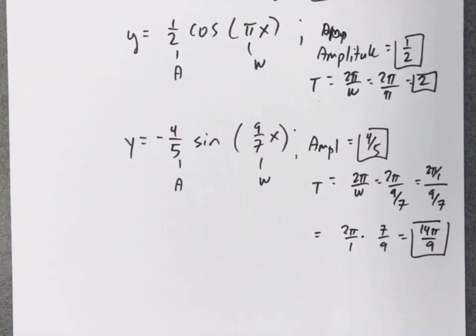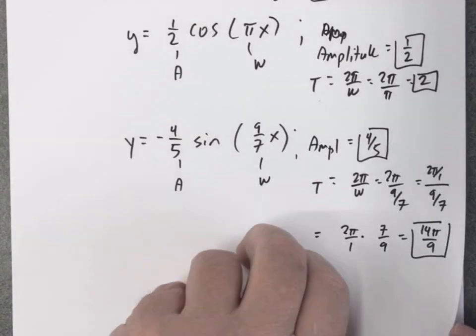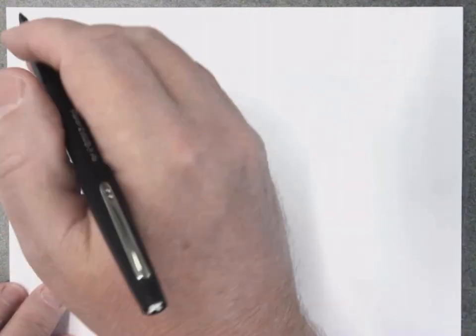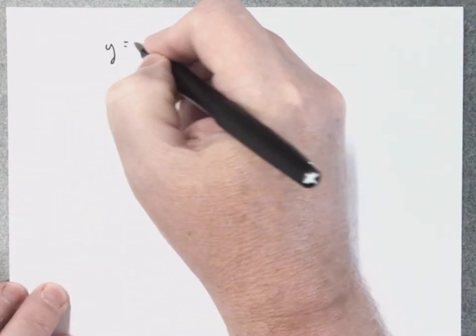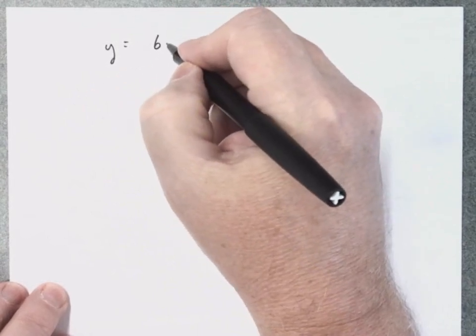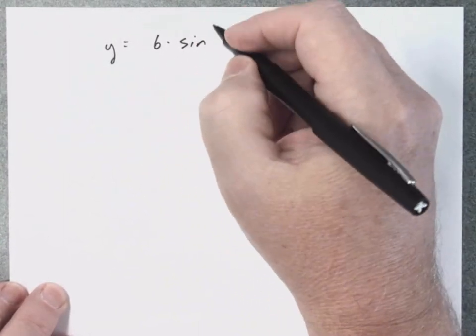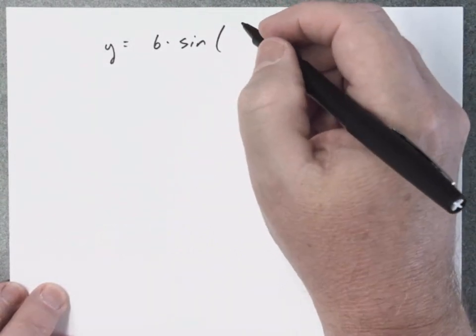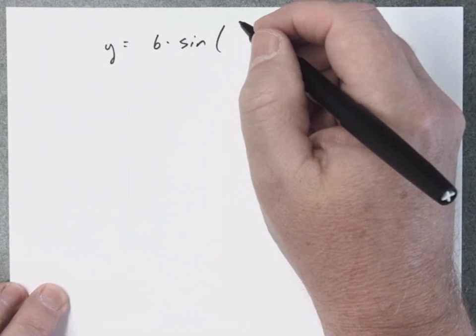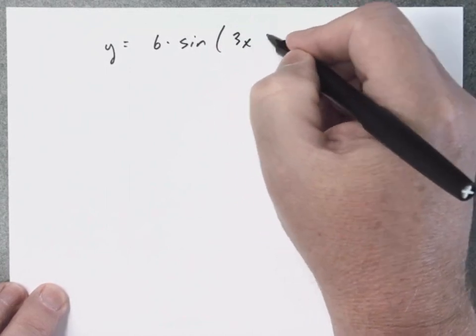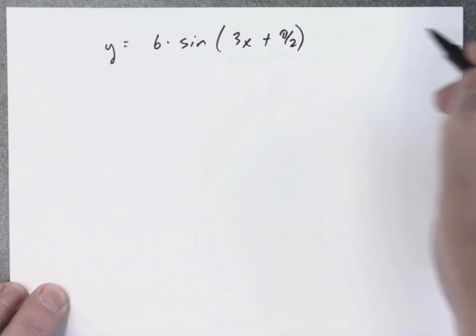Let's look at some problems where we have a phase shift. We haven't had any of those yet. So these were just mainly amplitude and period. So now a phase shift would be something like this. Y equals 6 times the sine of three x plus pi over 2.